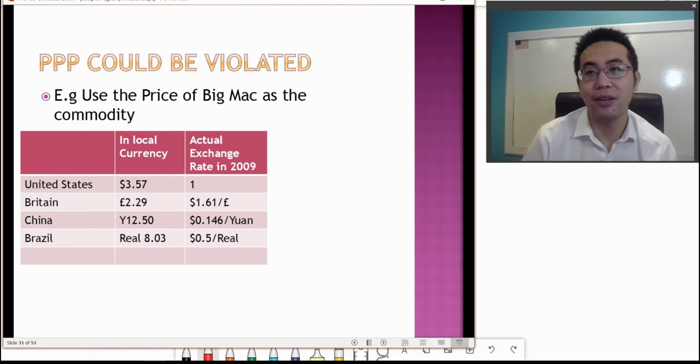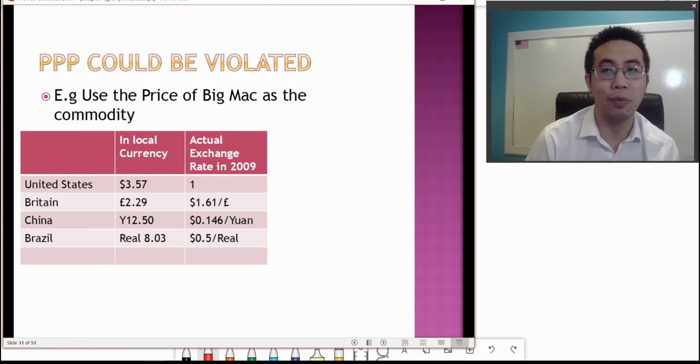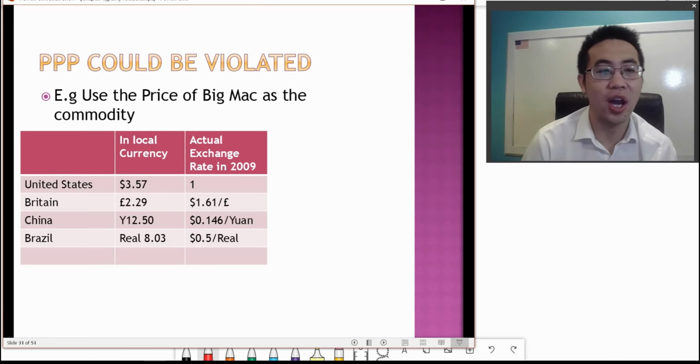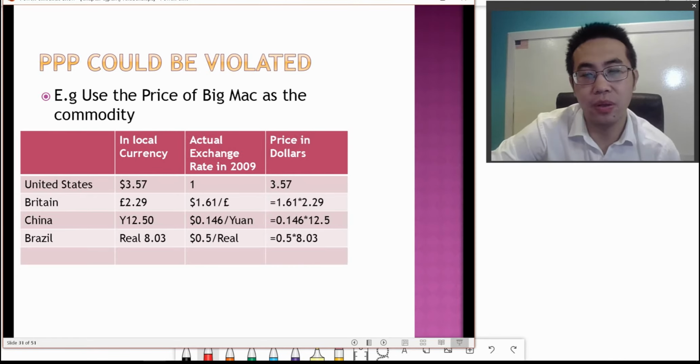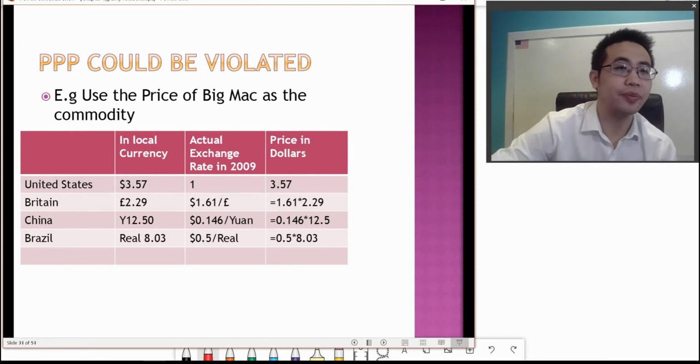When we use the Big Mac, you know Big Mac, that's a hamburger from McDonald's. One Big Mac in the US would cost us $3.55 or so, and in the UK it would cost 2.29 pounds. If we follow the actual exchange rate, then the dollar price in the UK for one Big Mac would be different from the dollar price in the US. Of course, the same situation exists in China and in Brazil. Then we will judge whether the currency is overvalued or undervalued, and this is a skill we need to learn.